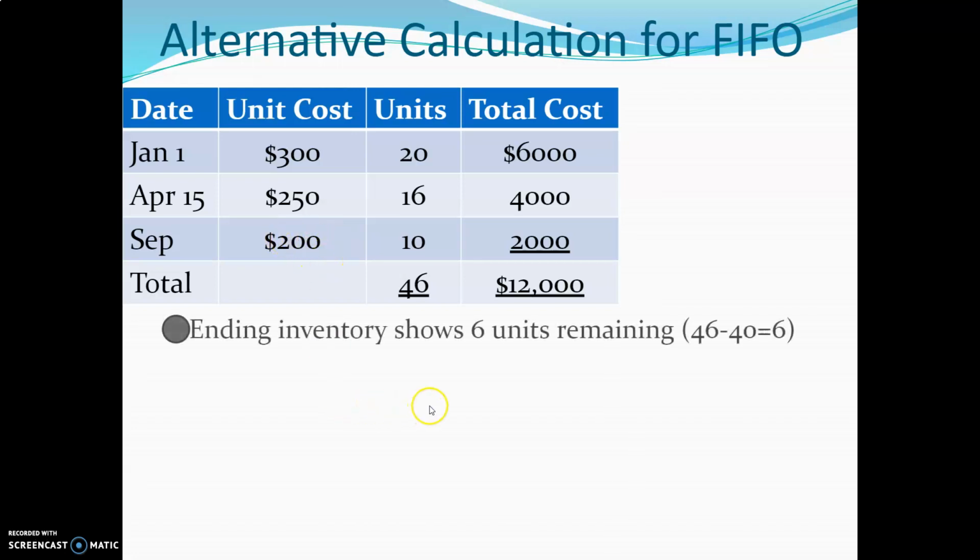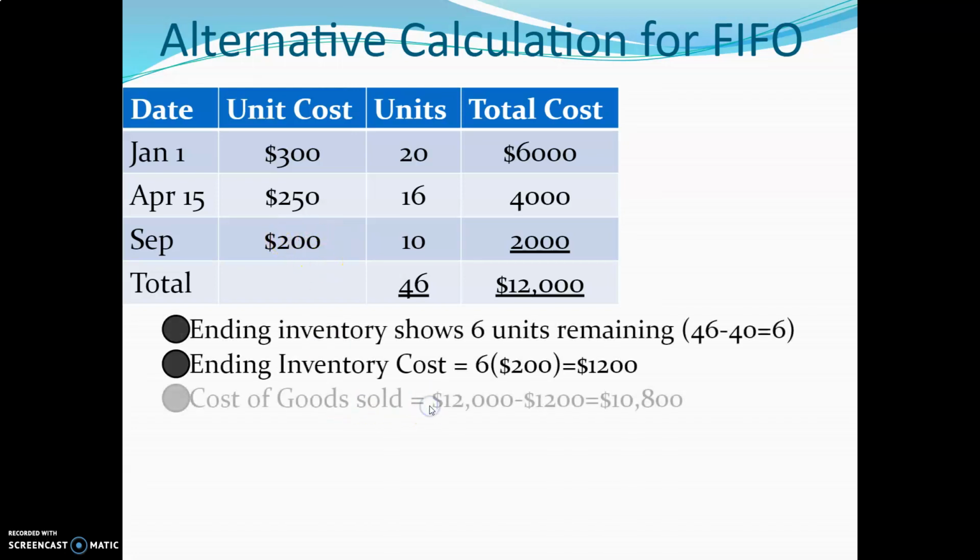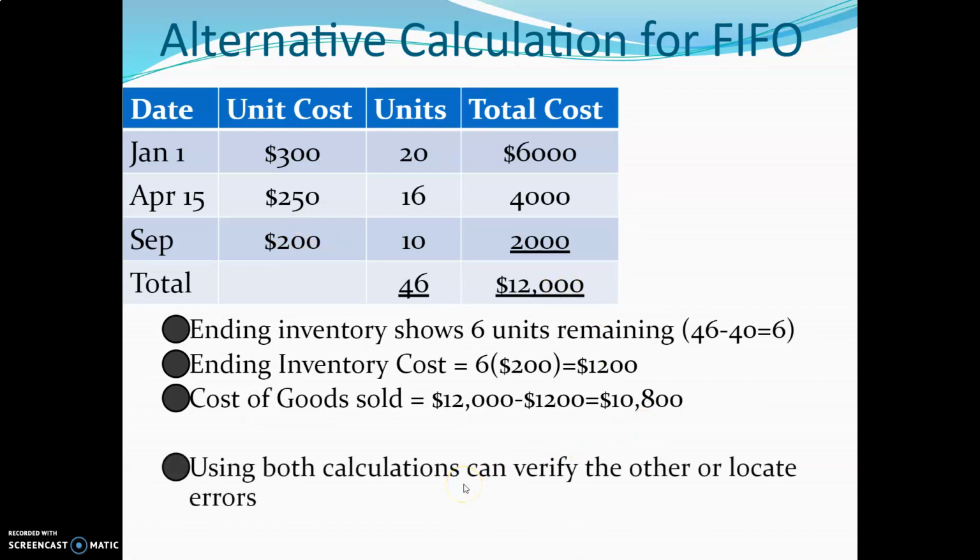Well, magically, we're going to end up having the same number, which is 10,800. So one ends up looking at how many of these things are and trying to make sure that we go the average, the first in, first out cost, and the other one just says, well, we know that we should have 6 left over. Well, that will be 6 at $200, and we take our total inventory and we subtract it. Using both calculations can verify the other or locate errors.